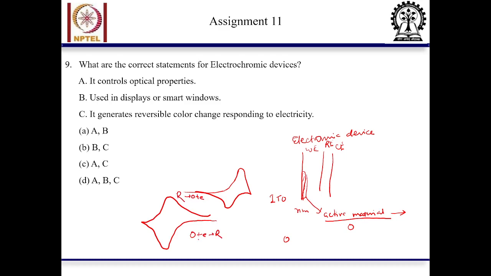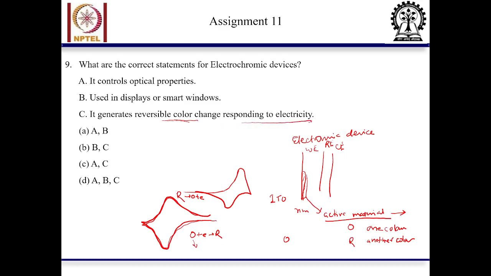So what is happening? This active material in the oxidized form, which is its neutral form, has one color. Once it is reducing, it is forming R, which has another color. So the first thing is that it generates a reversible color change. Now it should be reversible. This is the first cycle. Once we go to the subsequent cycle, same thing, we will repeat it and change that. So the first thing is that it generates the reversible color change responding to the electricity.